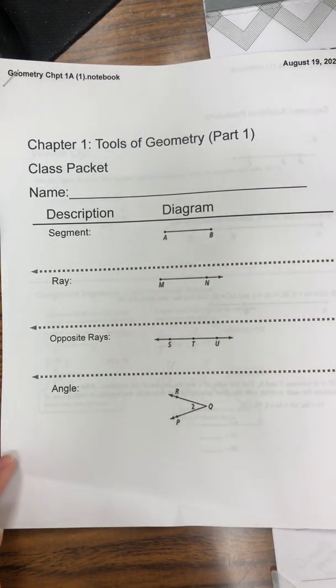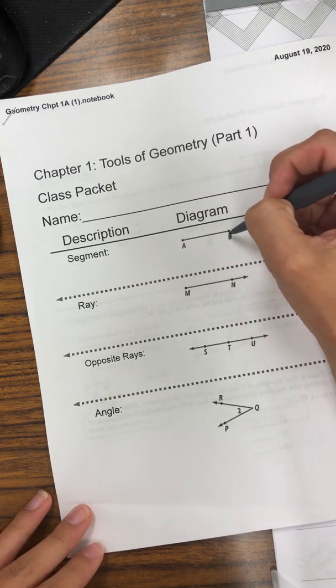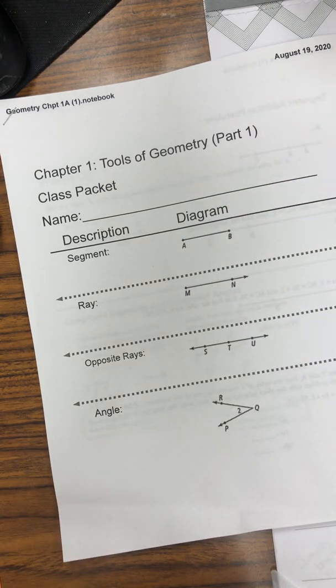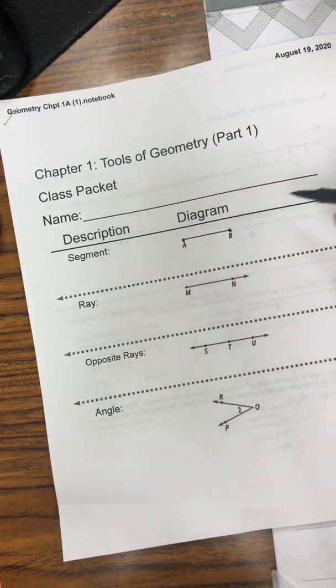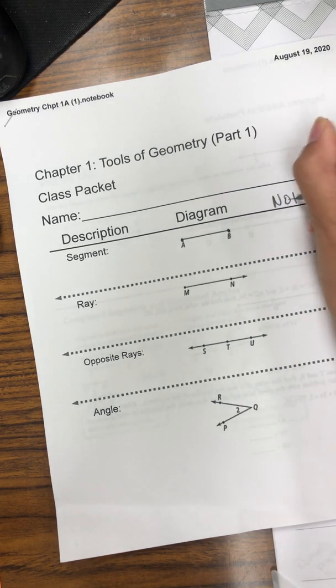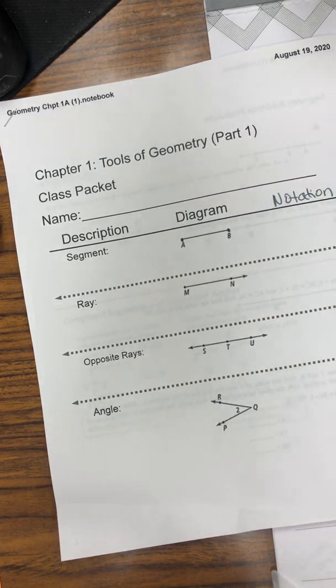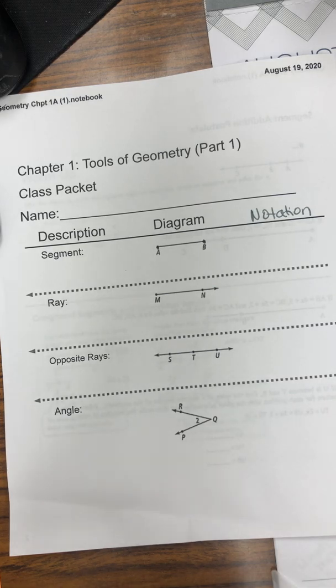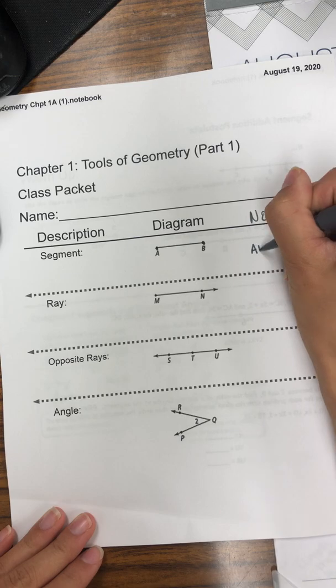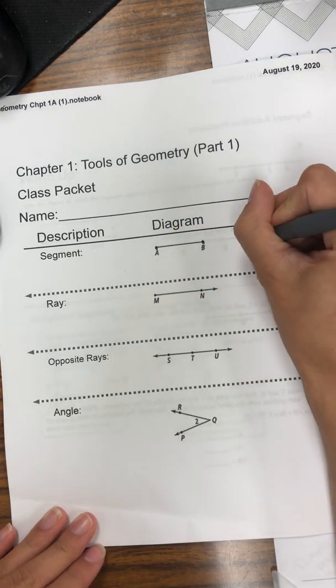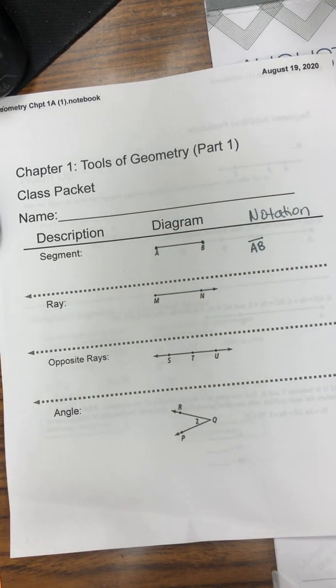A line segment has 2 endpoints. Neither point goes on forever. They both have an ending. And so that's a line segment. You need to know the notation of these words because you'll see it a lot in examples. So the notation of this line segment would be AB, because those are the letters, and then it's literally just a line over top of it.